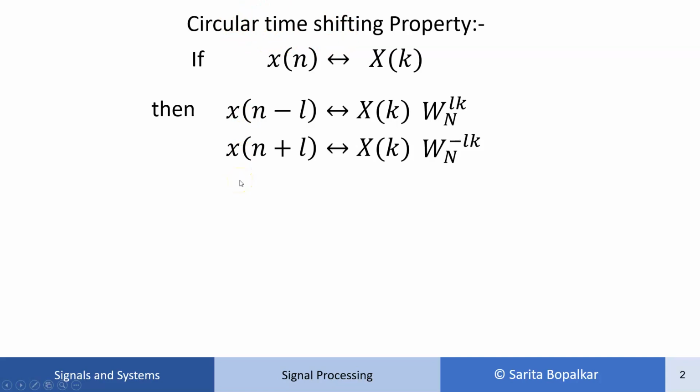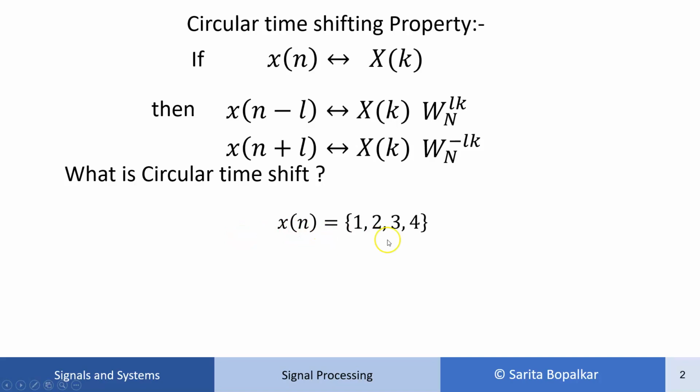We know the normal time shifting, delay and advance. What do we mean by circular time shift? See, this is your x of n. For example, the samples are 1, 2, 3, 4. Now when I delay this by 1 unit, your sequence gets shifted in an anti-clockwise direction by 1 unit. That means in a circular time shift, your samples remain the same. Only they get shifted anti-clockwise or clockwise. For the delay operation, it gets shifted anti-clockwise.